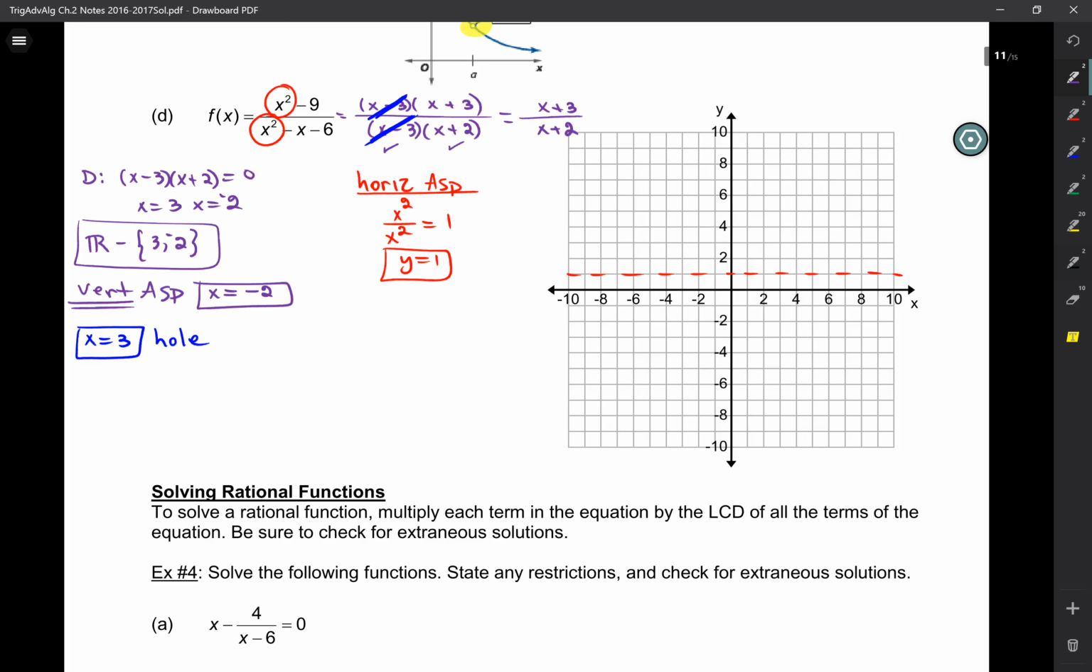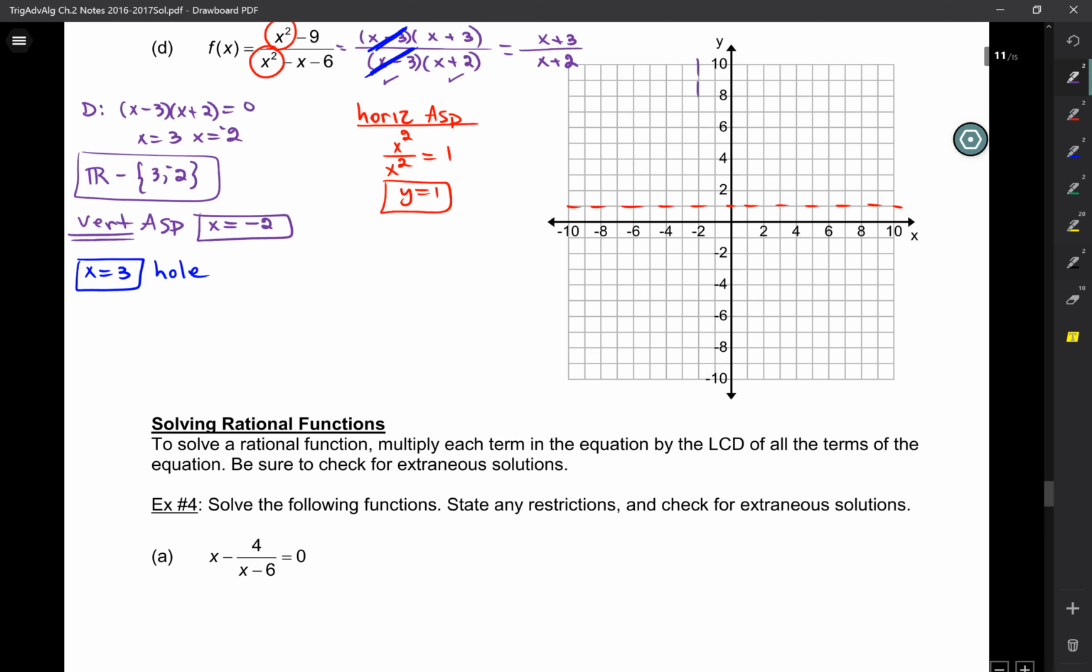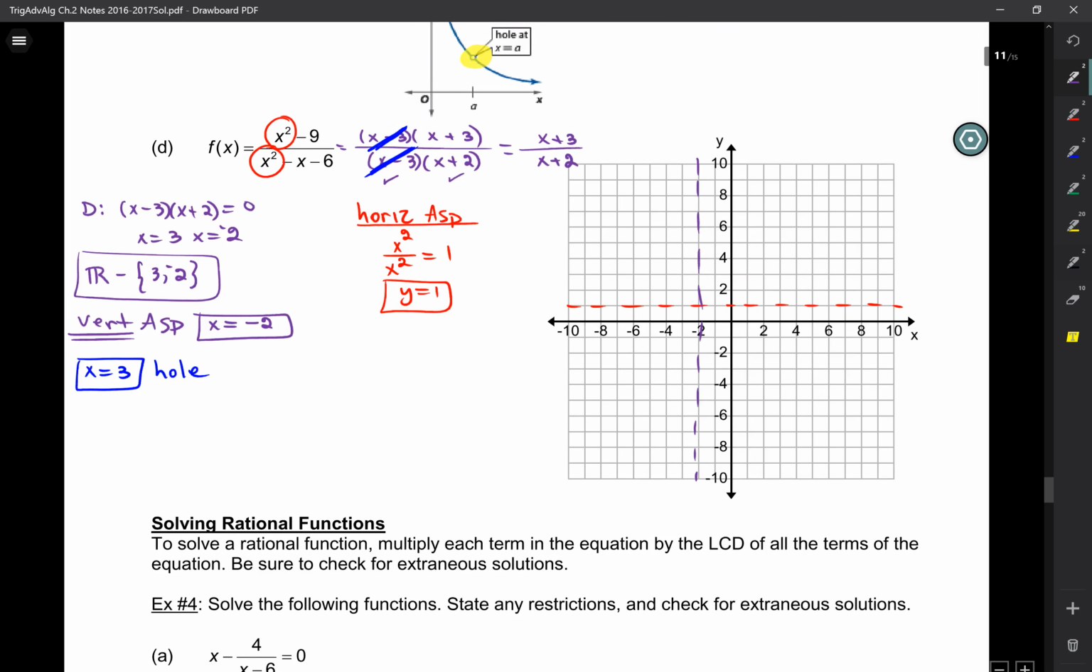I'm doing that now. So at x equals negative 2, there is a vertical asymptote. All right. So at x equals 3, there is a break in the graph. There's a little hole in the graph. So how do I know where it is?